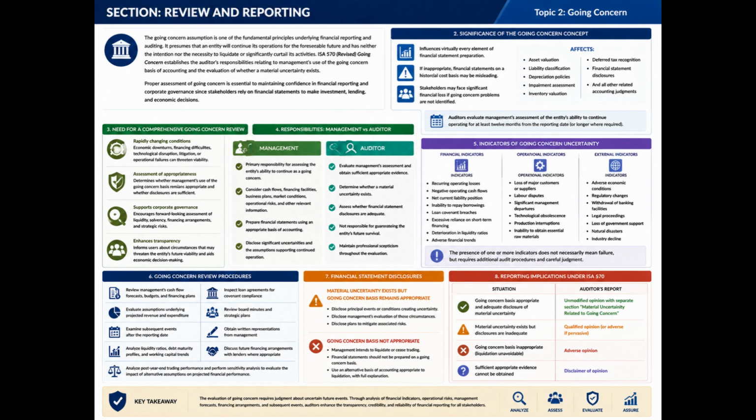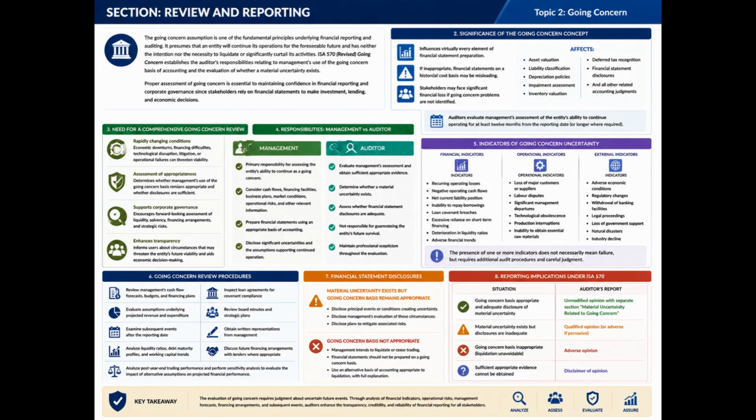If adequate disclosure has not been provided despite the existence of material uncertainty, the auditor should express a qualified or adverse opinion, depending upon the significance and pervasiveness of the omission. Where management inappropriately prepares financial statements using the going concern basis when liquidation is unavoidable, an adverse opinion is normally required because the financial statements are materially misstated. In exceptional circumstances where sufficient appropriate evidence regarding going concern cannot be obtained, a disclaimer of opinion may be necessary.